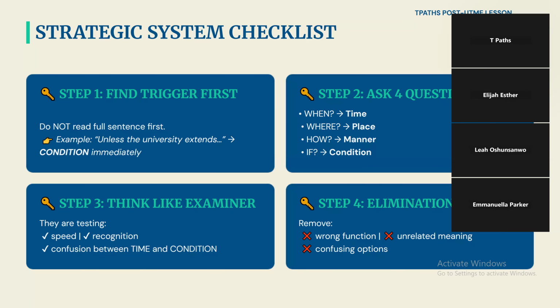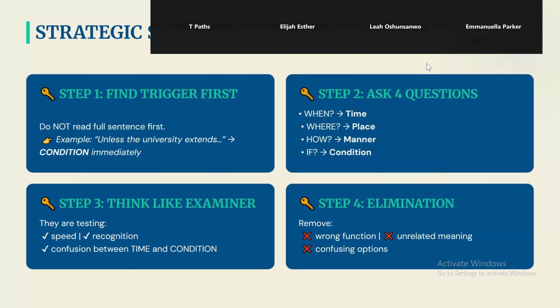The fourth one is the elimination method. Cancel the wrong function, cancel unrelated meaning, cancel confusing options, and pick your answers.